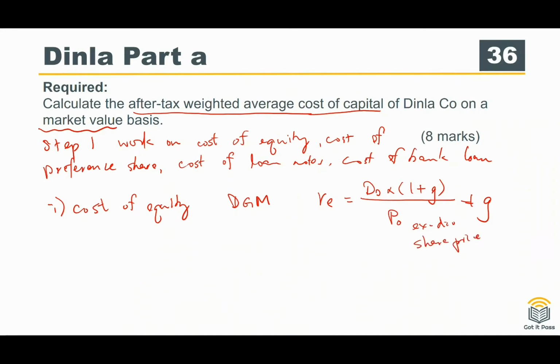Okay, D naught is the current dividend or the latest dividend that it paid to the investors. g is the growth rate. So apply this formula, with the parameters given to you here. So here, the cost of equity will be the D naught is 25 cents times 1 plus growth rate, which is 4% given to you, divided by P naught, which is $4.26, plus growth rate, which is 4%. So you got 10.1% for the cost of equity.